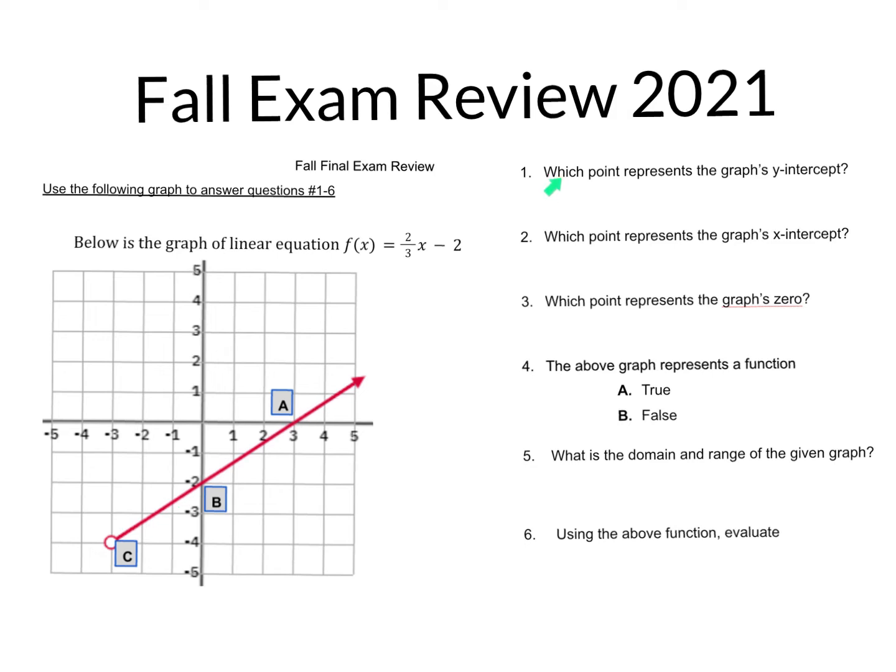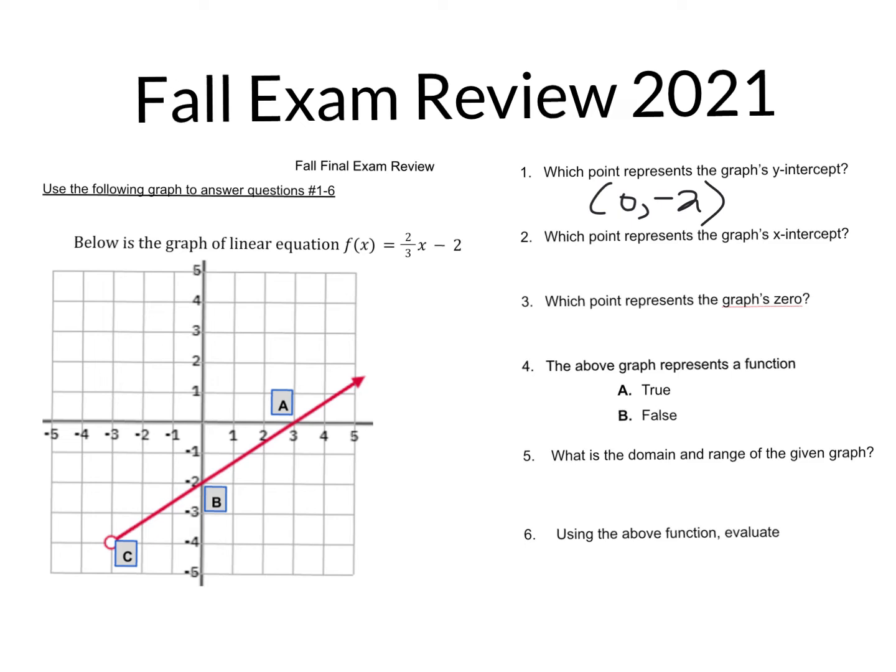First, question number 1, which point represents the graph's y-intercept? Well, this is the y-axis. So the point right here where the graph crosses the y-axis is the y-intercept, and the y-intercept's at -2. The point technically would be at 0, -2.